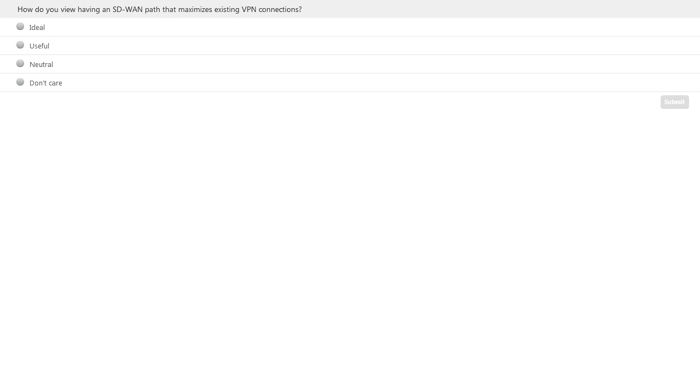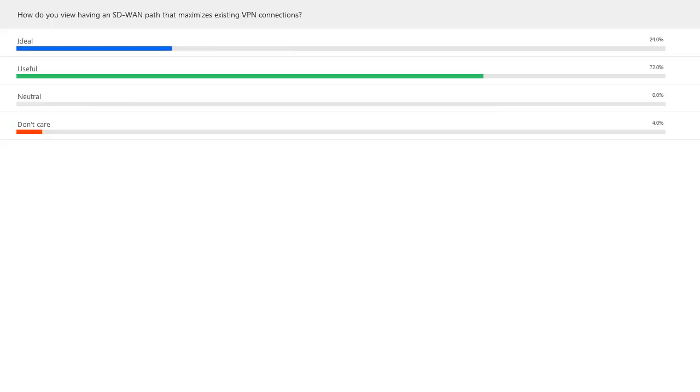Okay, that makes perfect sense. All right, now let's take a look and see where we ended up here. Okay. Only a few people said they don't care. 72%, almost 3/4 of them say that this is a useful thing to have, and 1/4 of them say that this is the ideal situation to maximize your VPN connections. So, yeah, I think that's probably about what we would have expected. Great. Okay, I'll hand it back to you to bring us on home.